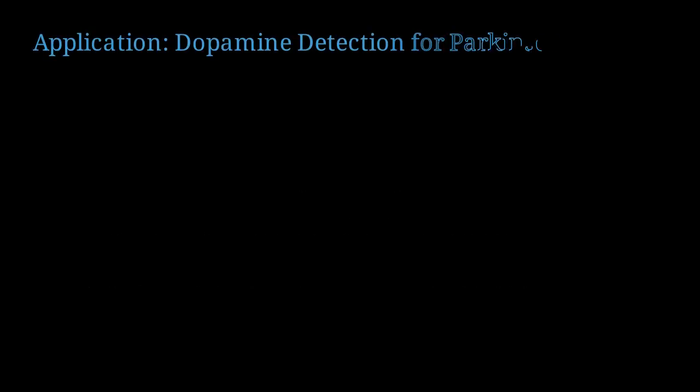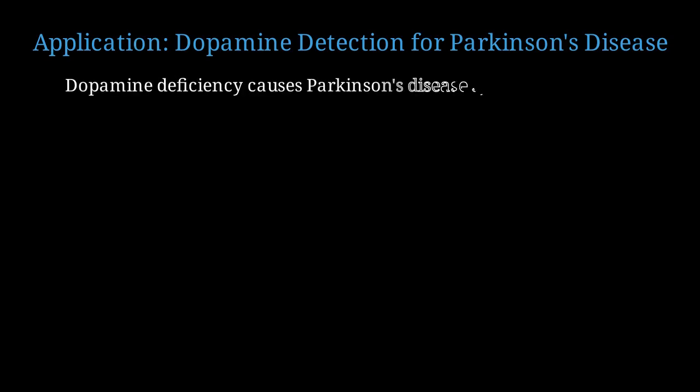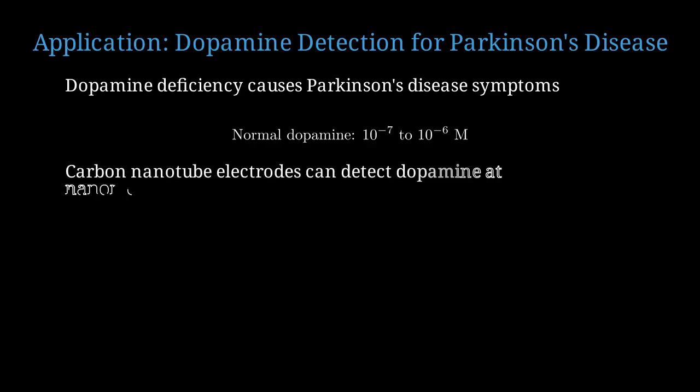A powerful application is dopamine detection for Parkinson's disease monitoring. Parkinson's disease is caused by dopamine deficiency in the brain. Being able to measure dopamine levels accurately could revolutionize treatment. Normal extracellular dopamine concentrations range from 10^-7 to 10^-6 molar. That's incredibly low, requiring highly sensitive sensors. Carbon nanotube electrodes modified with specific polymers can detect dopamine at nanomolar concentrations, well below physiological levels.